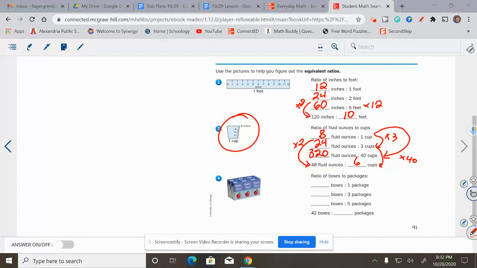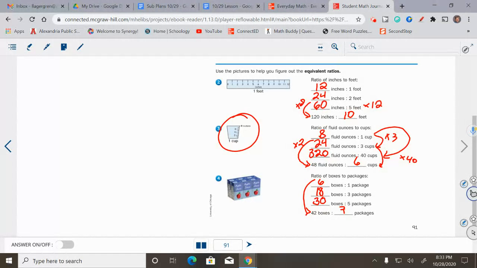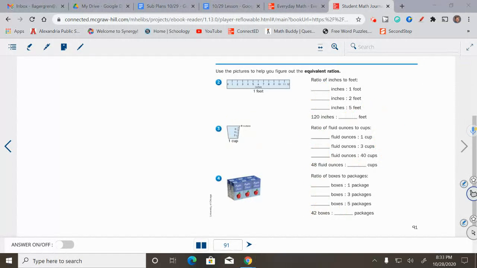Number 4, 1 package of apple juices has 6 boxes in it. So 3 times 6 is 18. 5 times 6 is 30. And I know 6 times 7 is 42. So there's kind of your answers. You can see how I kind of multiplied to get equivalent ratios there. So that's kind of how I work that. Flip it to the next page.